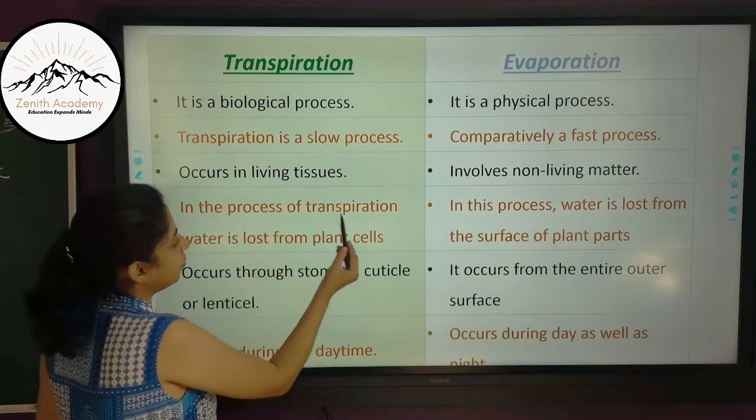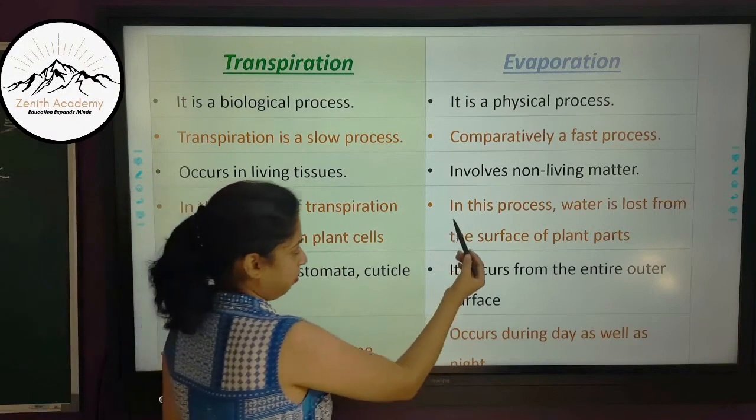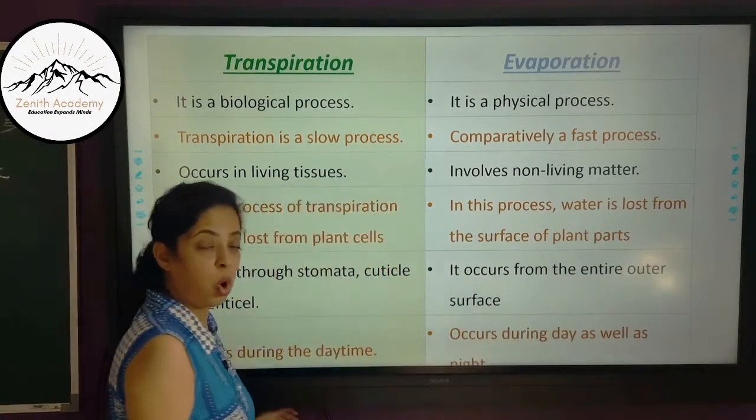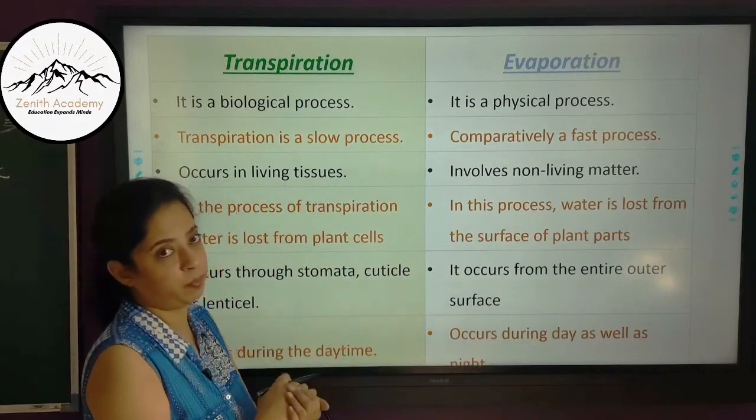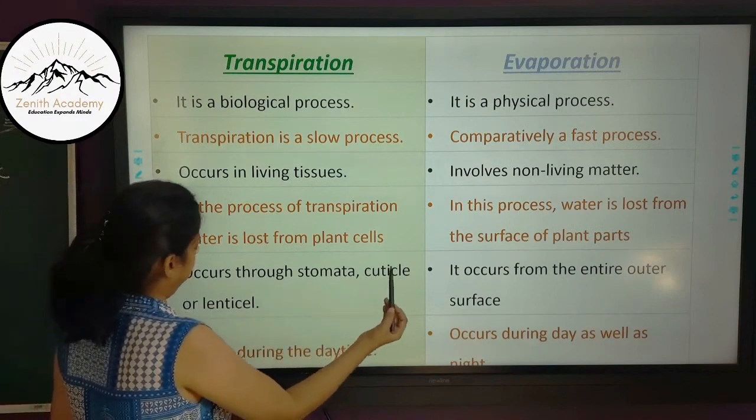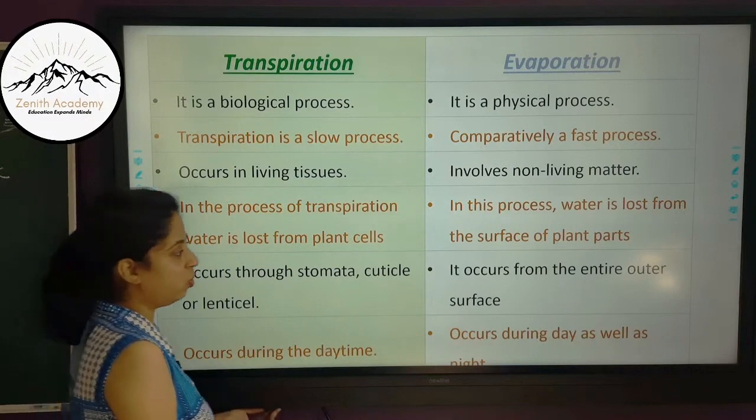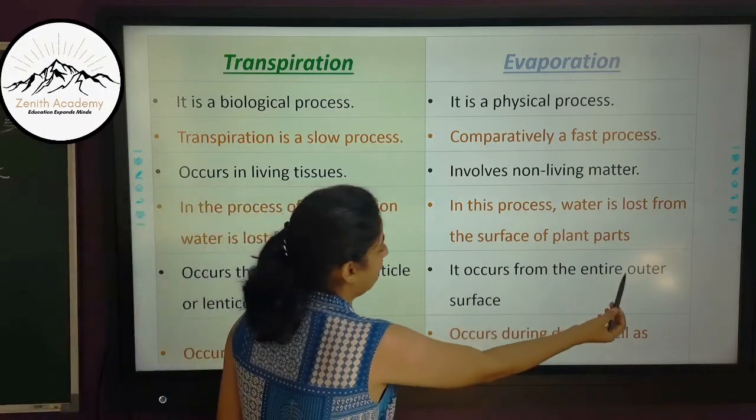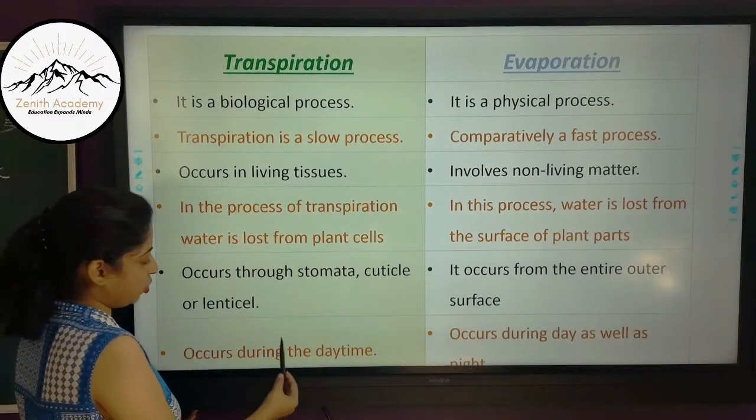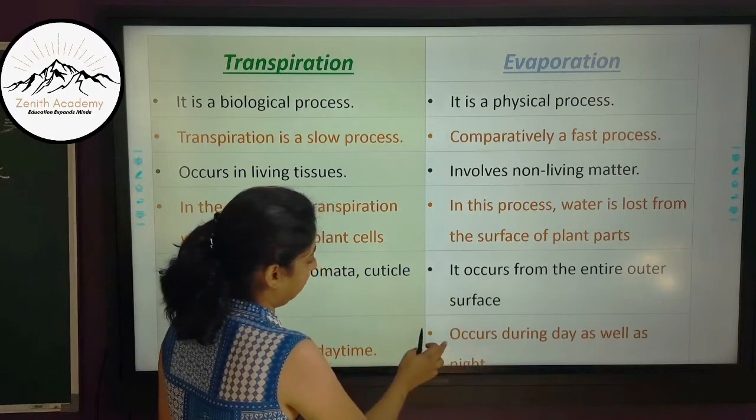Then, in the process of transpiration, water is lost from plant cells, whereas in this process, water is lost from the surface of the plant parts or surface of any liquid body. Now transpiration occurs through stomata, cuticle or lenticels. We have studied all three of them in our last video. Whereas evaporation occurs from the entire outer surface. Okay, it can be anything. Now this occurs during the daytime, whereas evaporation occurs during day as well as night time.